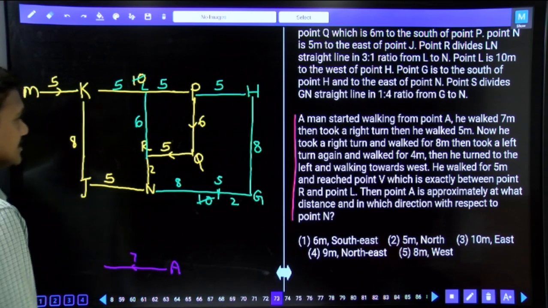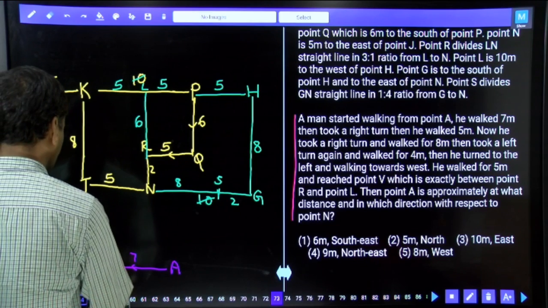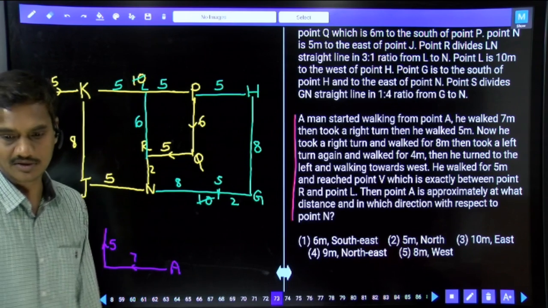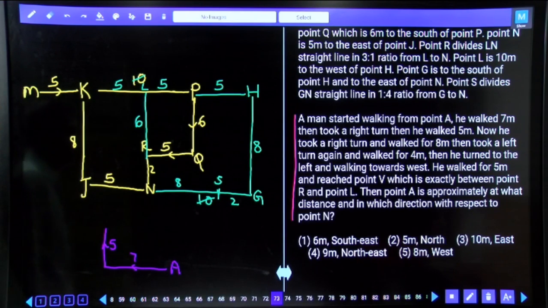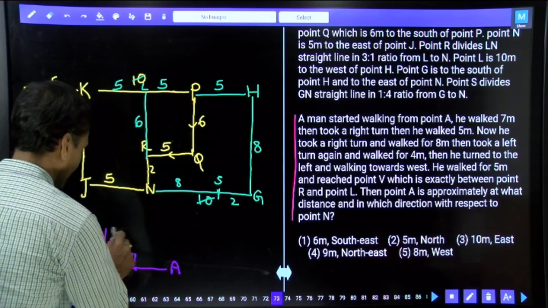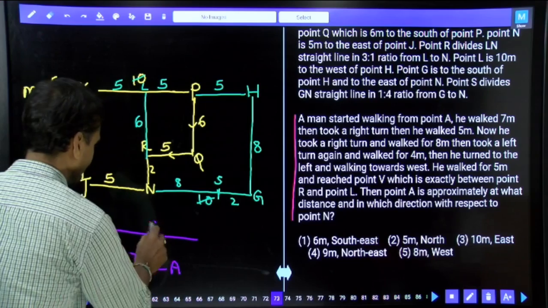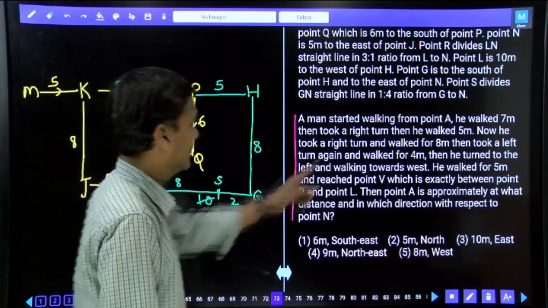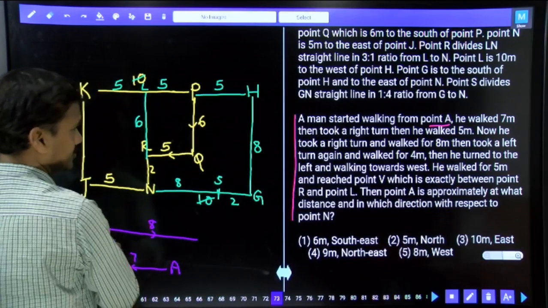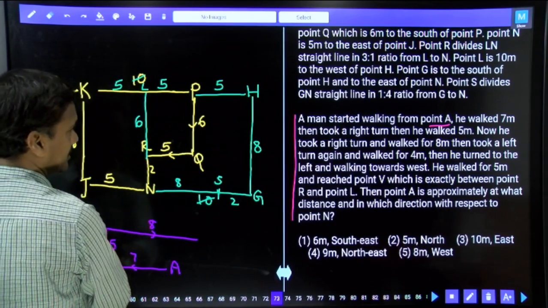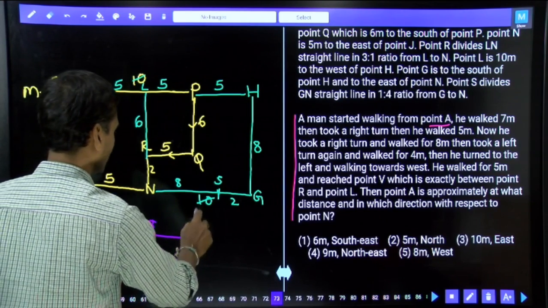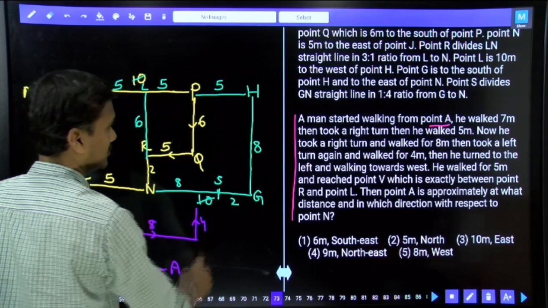He walked 7 meters, then took a right turn and walked 5 meters. From here, he took a right turn and walked for how many meters? 5 meters. Clear? Then, after walking 5 meters, he took a right turn and walked for 8 meters. Are you following this one or not? Man started walking from point A. He walked 7 meters, then took a right turn, walked 5 meters. Now he took a right turn and walked 8 meters, then took a left turn and walked for 4 meters.